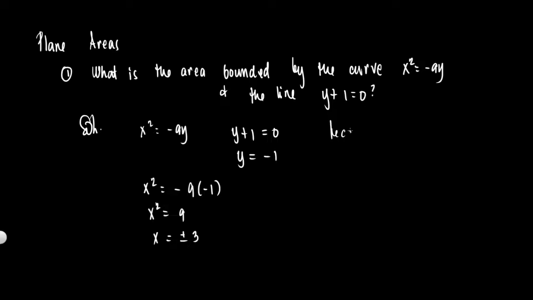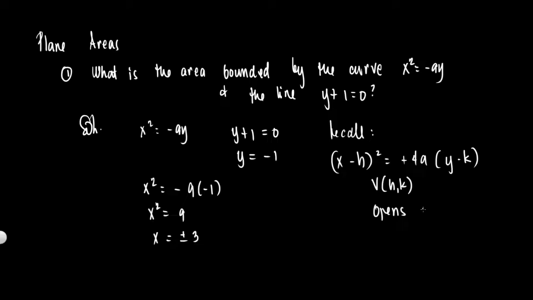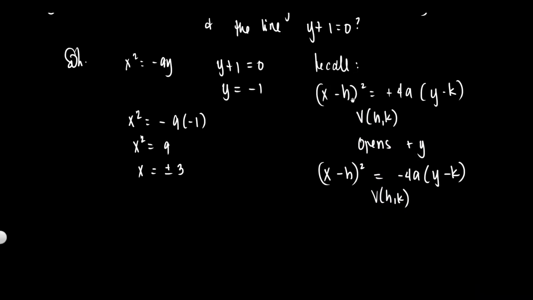Okay, so recall lang, analytic geometry. So we have (x minus h) squared equals minus 4a (y minus k). O, isa-isahin natin. Positive muna, no? Kung positive yan, we know that the vertex is at (h, k), and the parabola opens positive y. Opens positive y. Pataas. Upward, no? Ito naman yung isa. (x minus h) squared equals minus 4a (y minus k). Vertex is at (h, k). And the parabola opens negative y or downward.